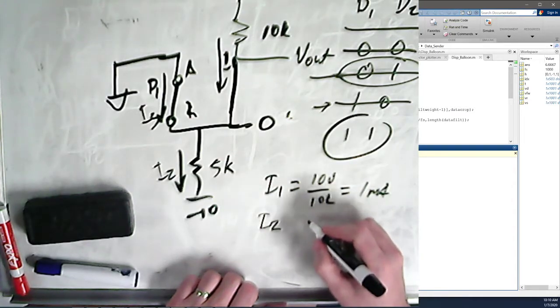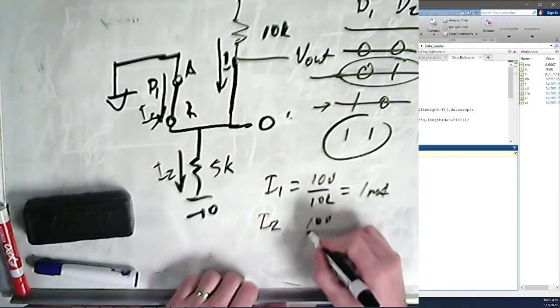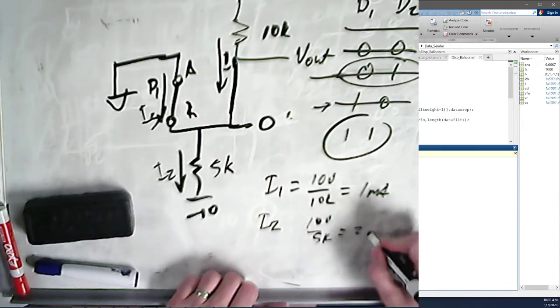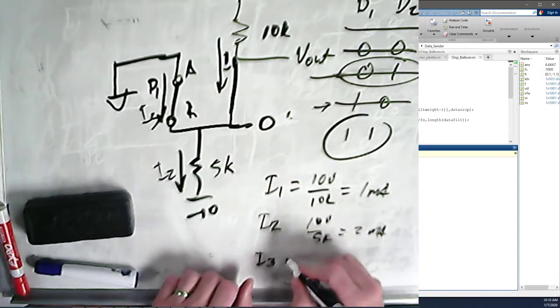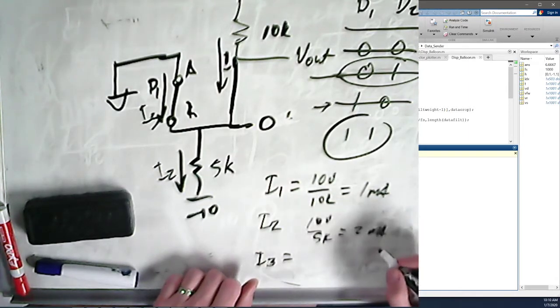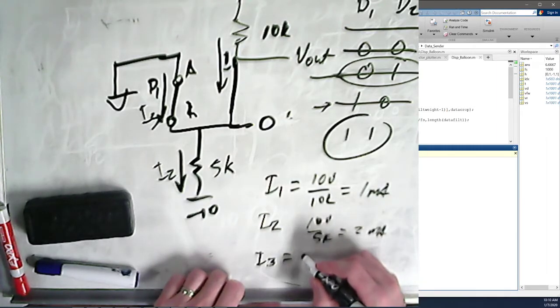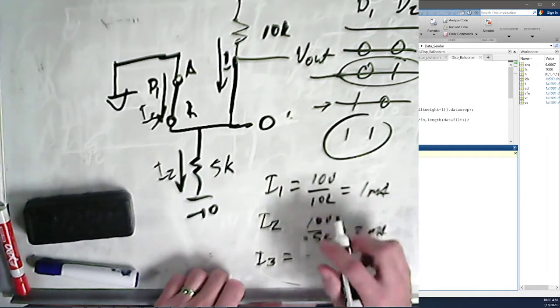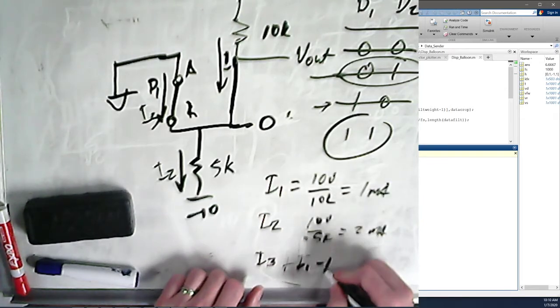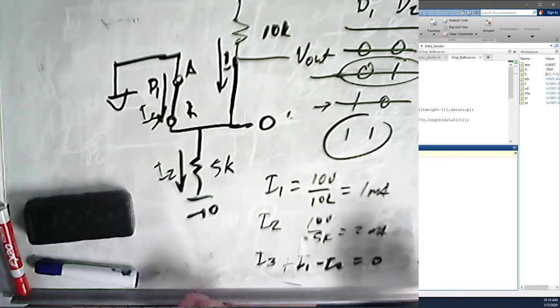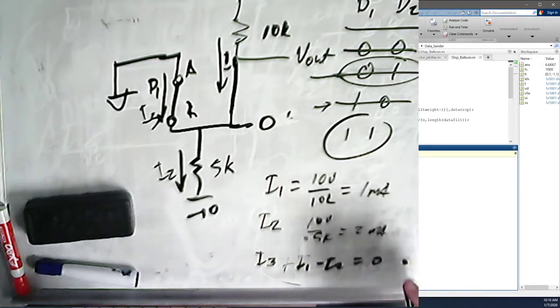I2 would be 10 volts over 5K. That's going to be 2 milliamps. And by KCL, I3 would have to be, let me see, I3 plus I1 minus I2 has to equal 0. Can we see that? Yep.